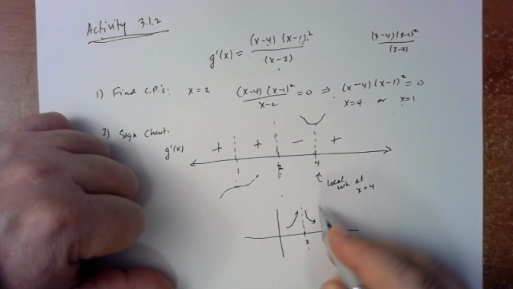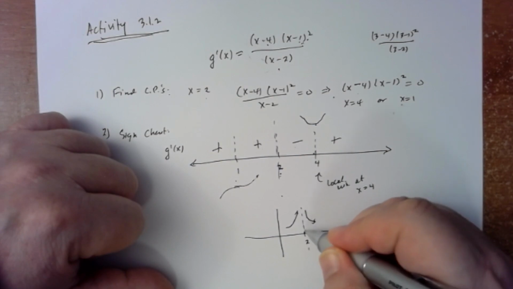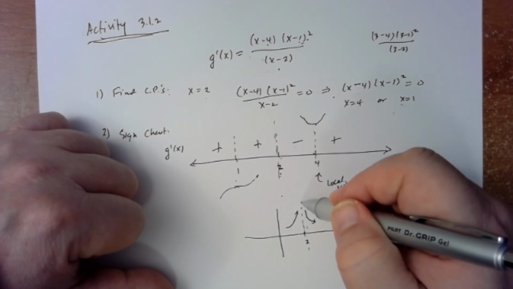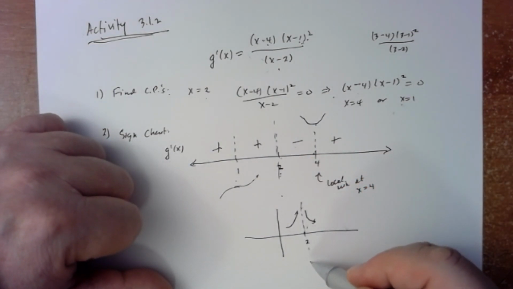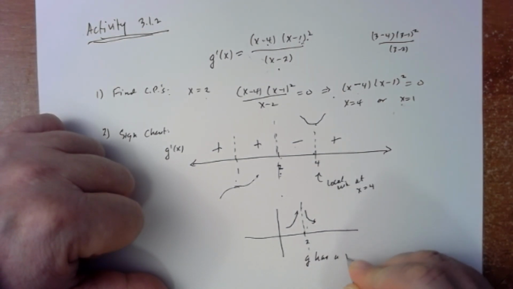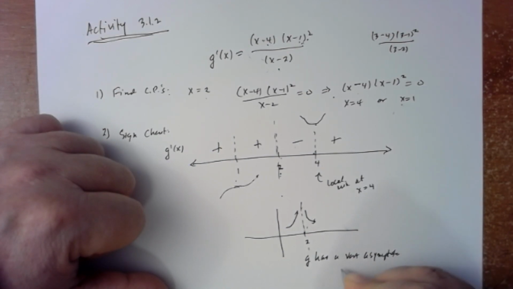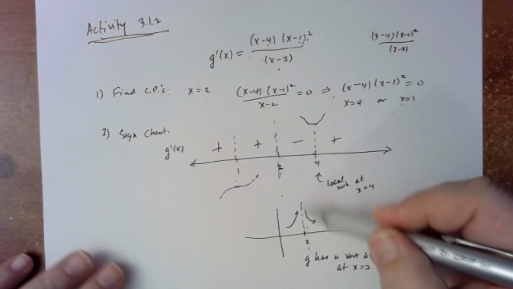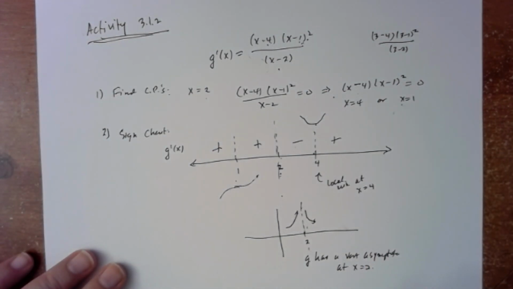Okay, good. So this was kind of the tricky one. We were told in the problem, I should have probably written that g has a vertical asymptote at x equals 2. Right, so then the curve can break apart there, and so we don't get a max or a min there. Good.